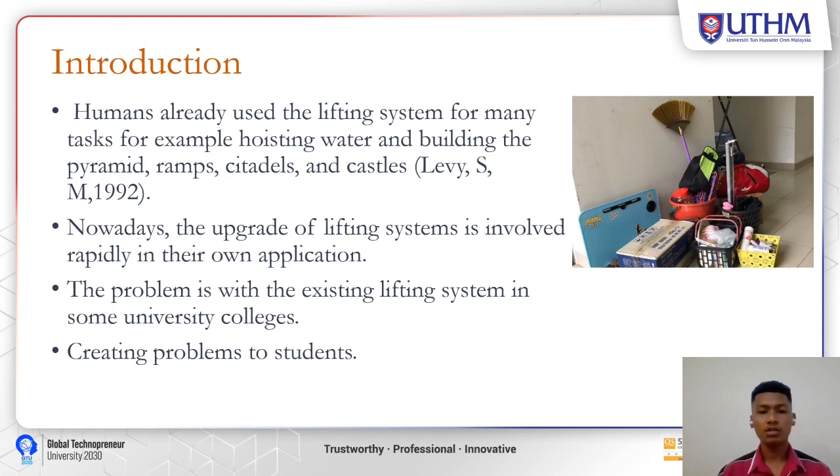Humans have long used lifting systems for many tasks, for example hoisting water and building the pyramids, ramps, citadels, and castles. But nowadays the upgrade of this system is evolving rapidly in its own applications, for example in the manufacturing sector. The problem is with the existing systems in some university colleges, where some colleges do not have a lifting system for a five-floor building, and this creates a problem for the students.